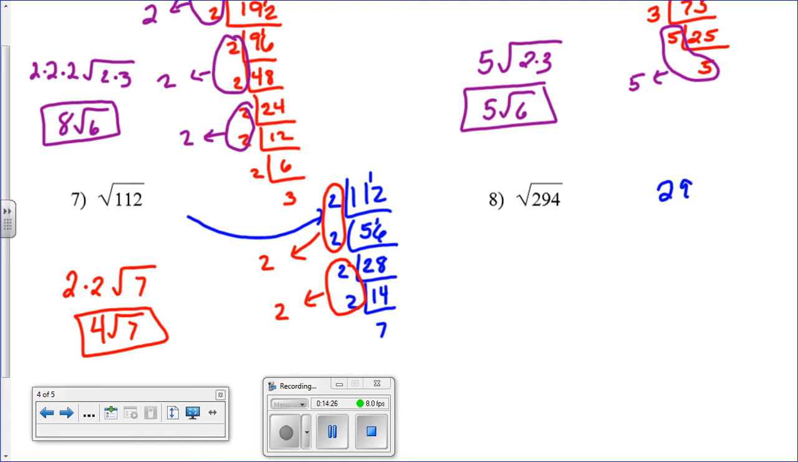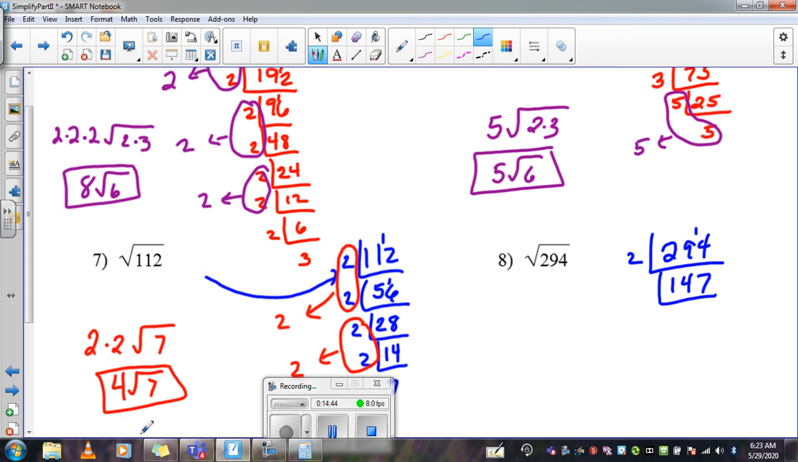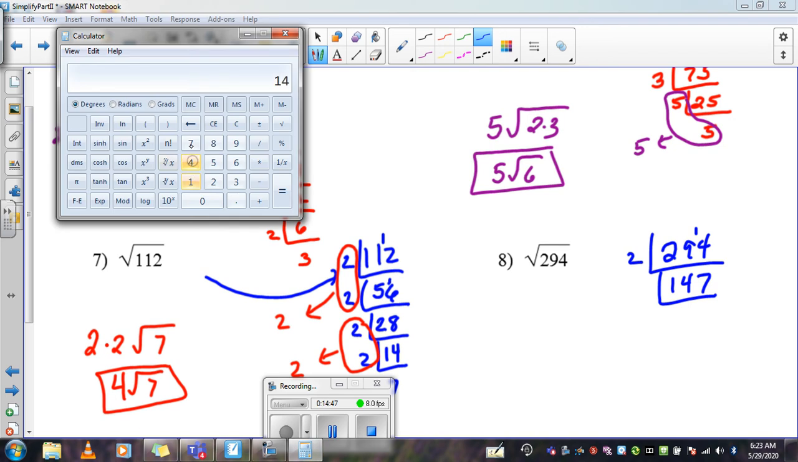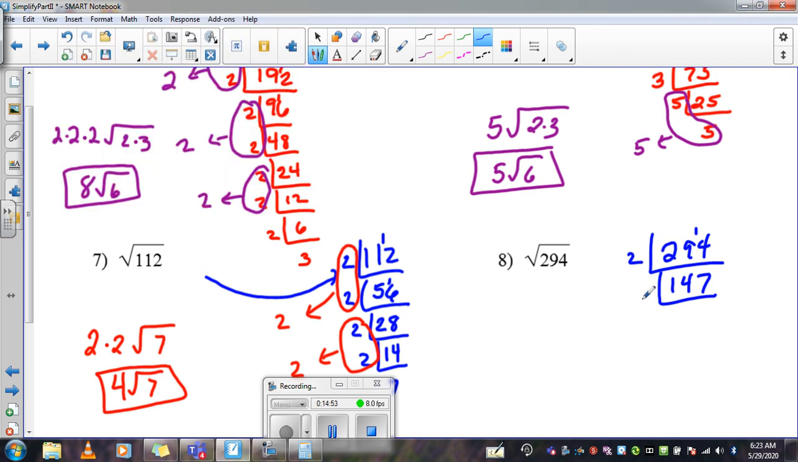Okay, so here we go, 294. It's even, so 2 goes in there. So 2 goes into 2 once, 2 goes into 9 4 times with 1 left over. 2 goes into 14 7 times. Let's see, I'm not sure. Where's that calculator? Let's get that out. 147. Let's see if 147 is divisible by 3. Oh, it is. So 3 goes in there 49 times. And I know that that's a perfect square. 3 does not go in there. 5 doesn't go in there. 7 goes in there. 7 goes in there 7 times.